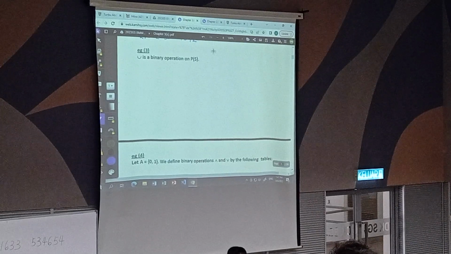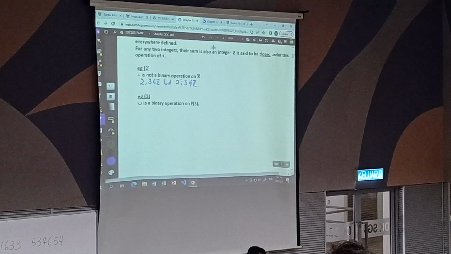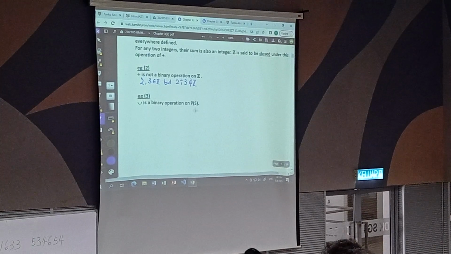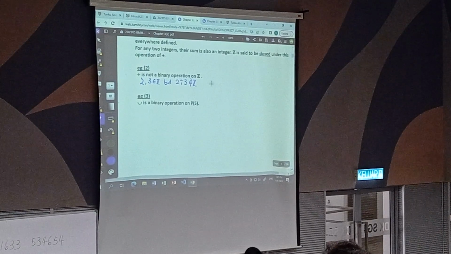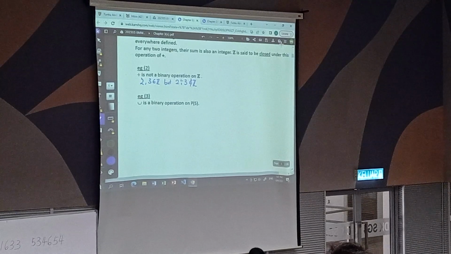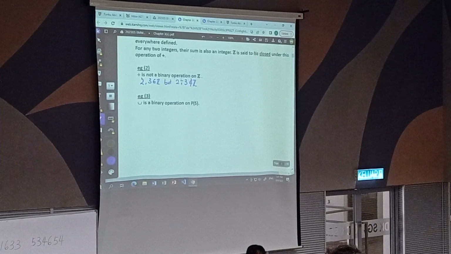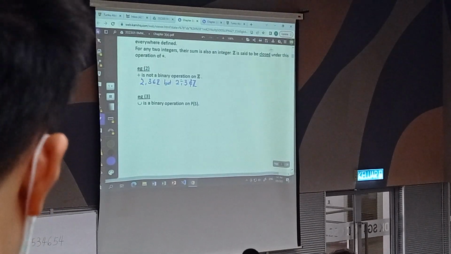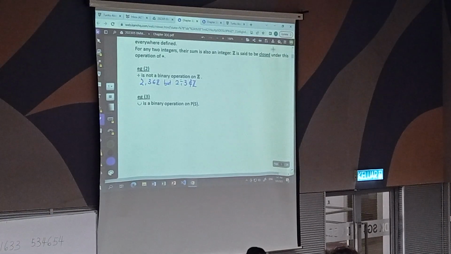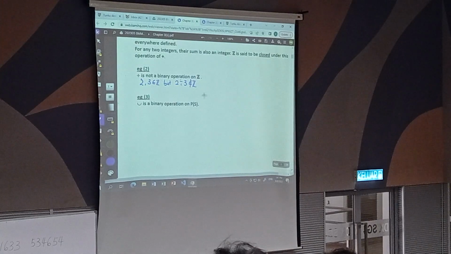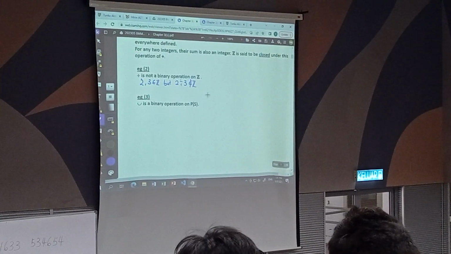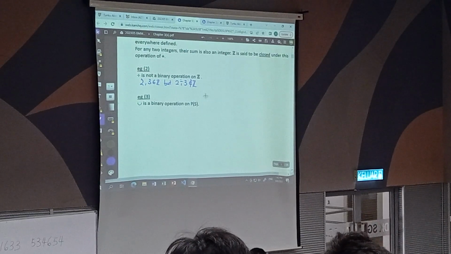Now, example 3, union. How about union? Union on this PS. What is PS? Remember what PS is? You have learned sets before, right? So, under sets, what is PS? Power? Power set. What is a power set?